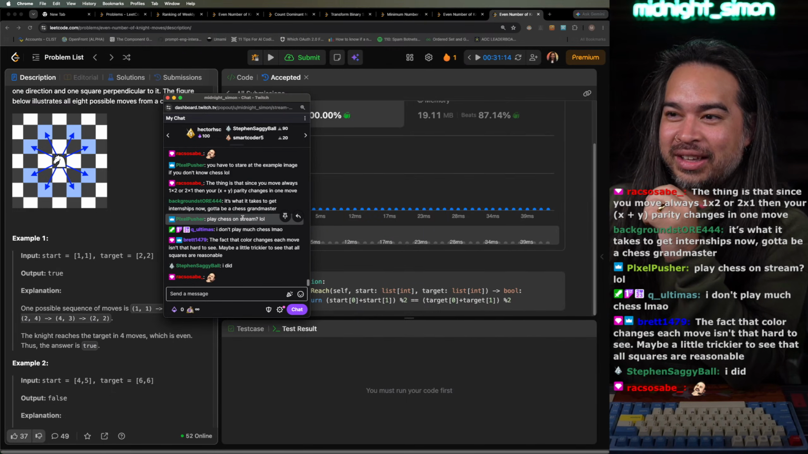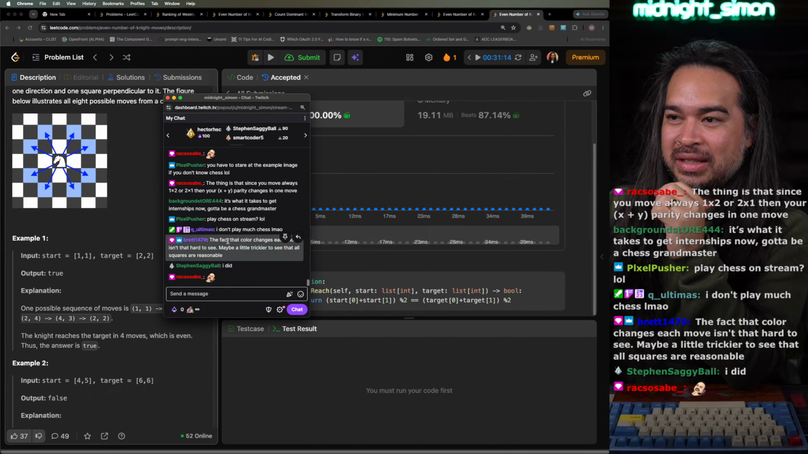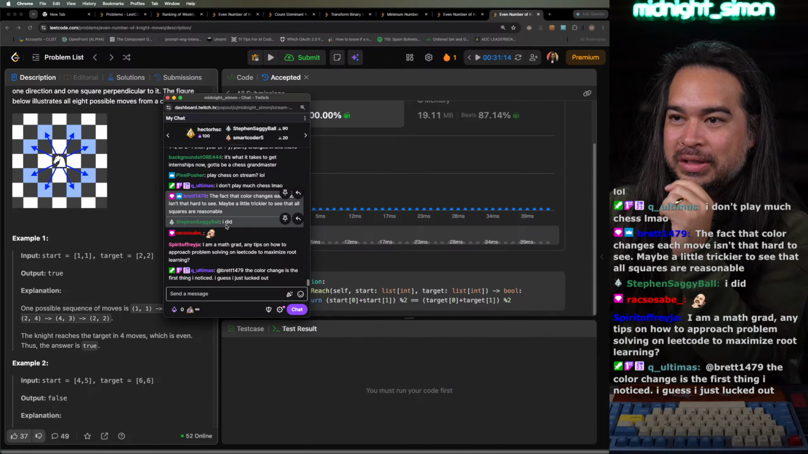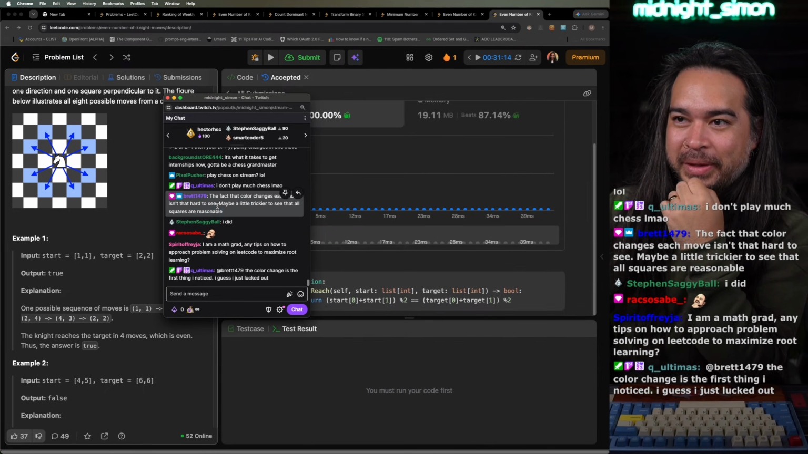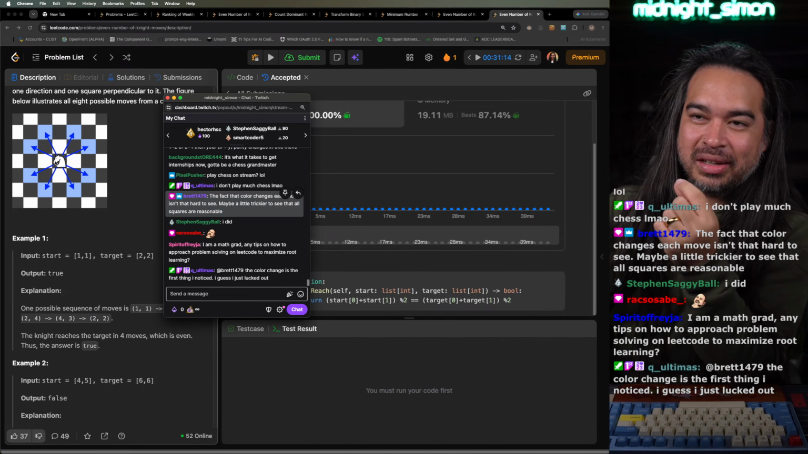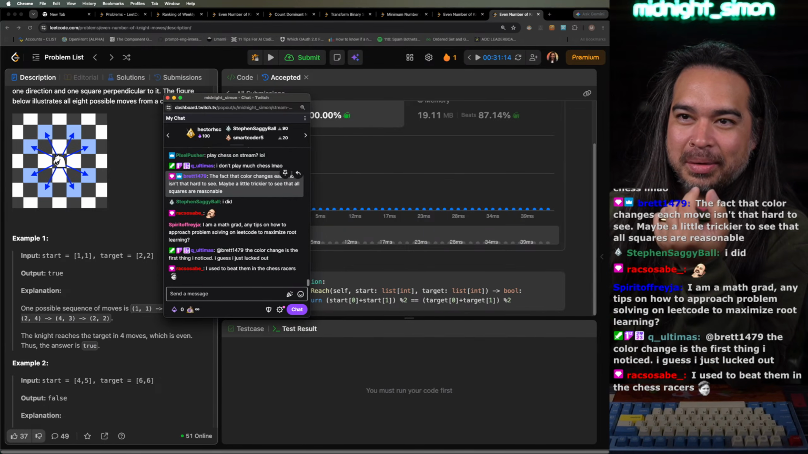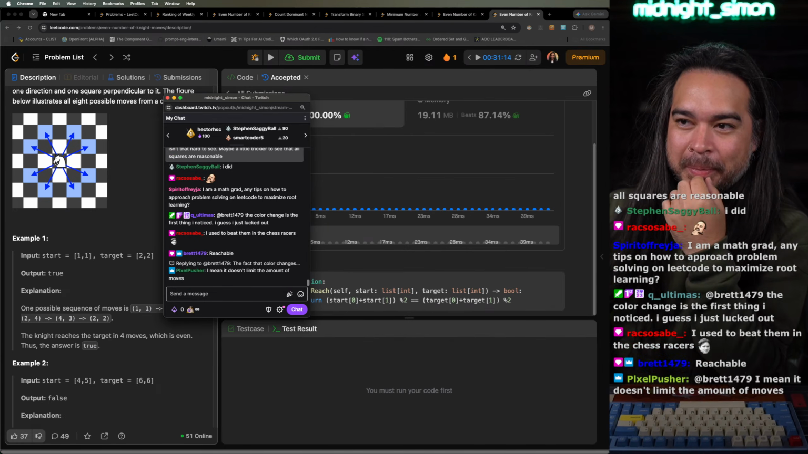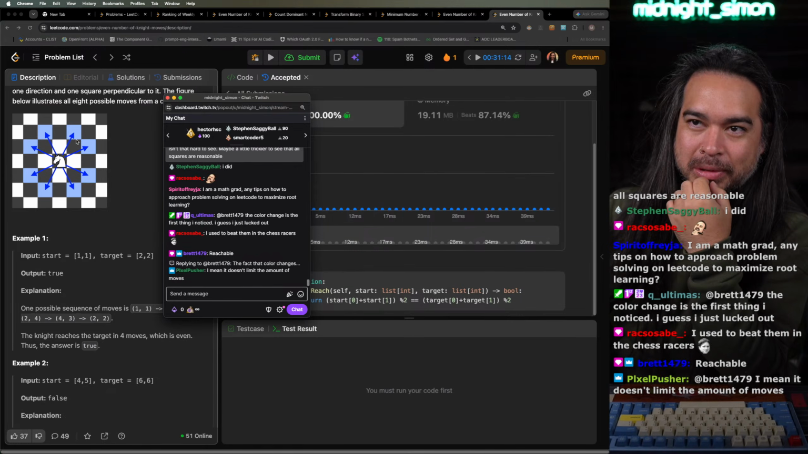The fact that color changes each move isn't hard to see. Maybe a little trickier to see that all squares are reachable. Yeah, I didn't know that a knight can get basically anywhere. I thought maybe it's not possible sometimes, you know.